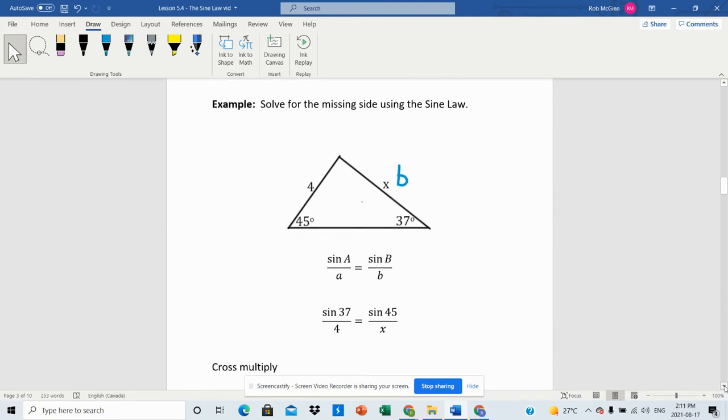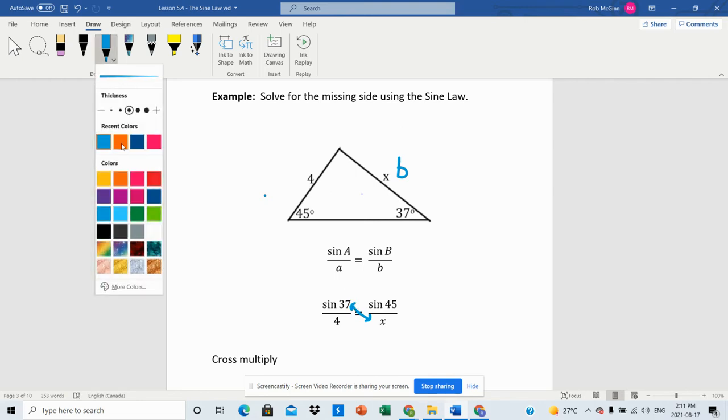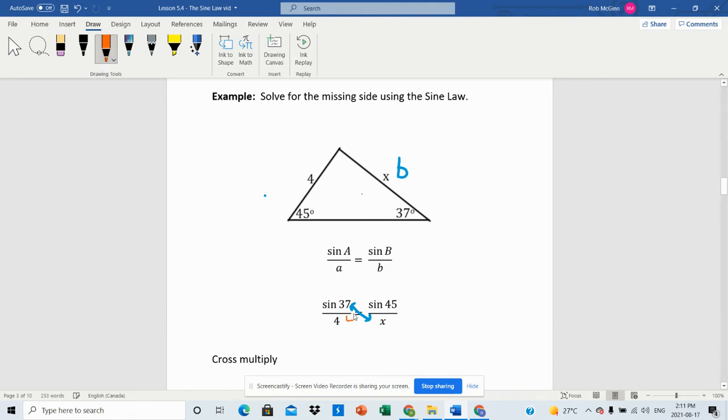So we're going to cross multiply. And when you cross multiply, what you do is you take the numerator on the left hand side and multiply it by the denominator on the right hand side. And you're going to set that equal to the denominator on the left hand side times the numerator on the right hand side. So literally, we're crisscrossing here. Crisscross applesauce. We're going to do those two terms multiplied together and set that equal to these two terms multiplied together.